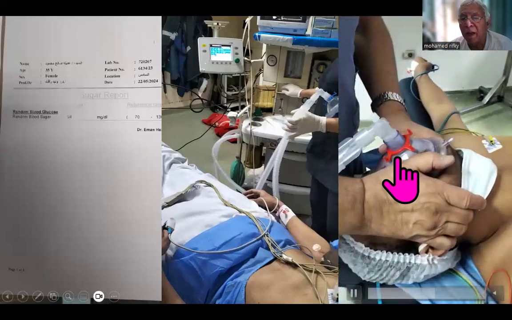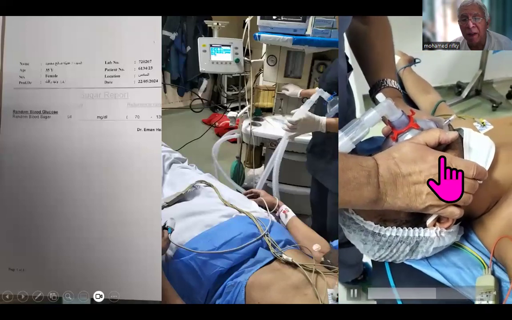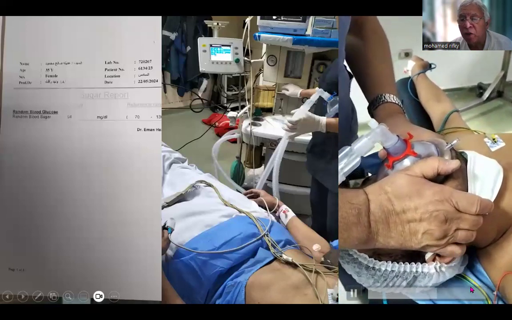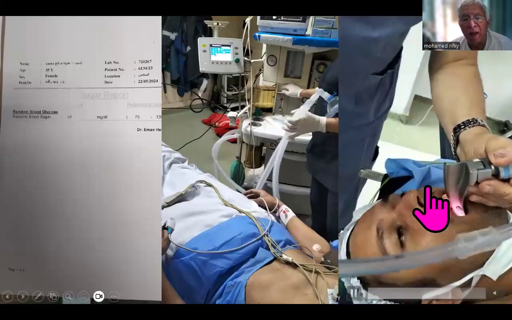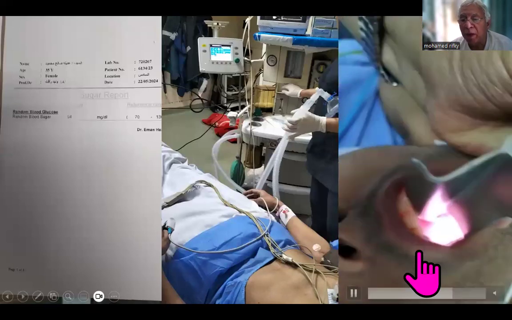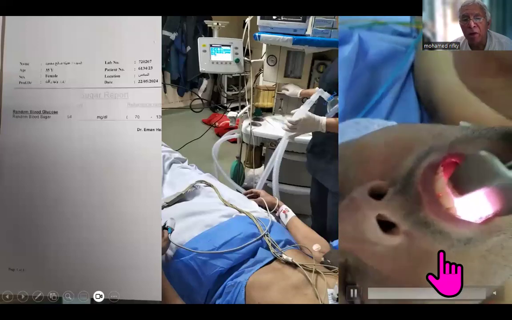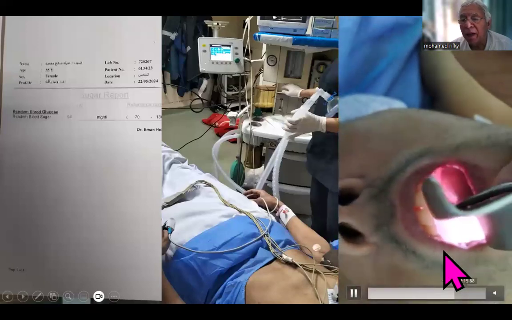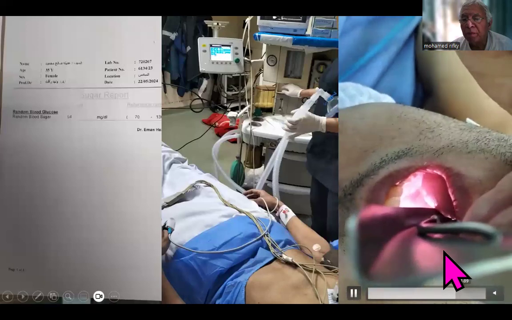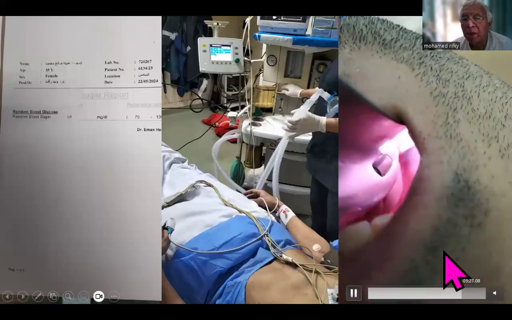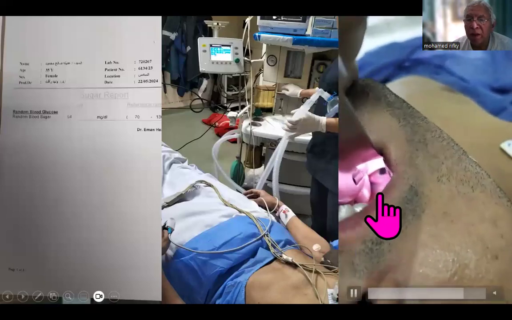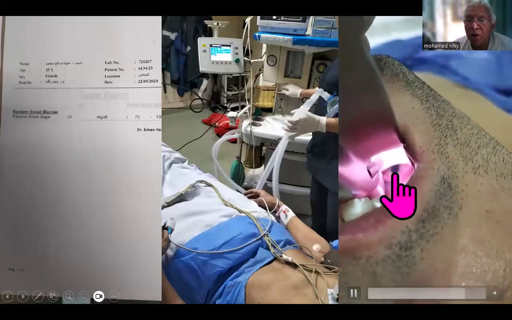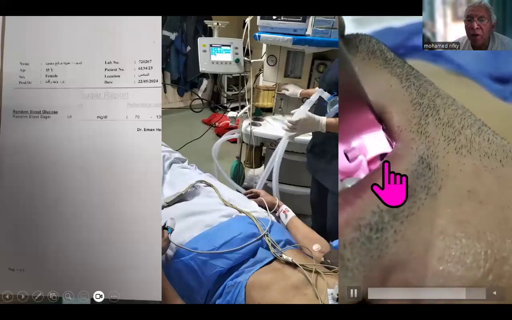I'm assuring that my ventilation is patent, where I can visualize the movement of the stomach. After that, I'm going to use the laryngoscope, and we use the tube. You will see now the vocal cords where we introduce the tube. You can see the cords, and then this is the area where we introduce the tube.